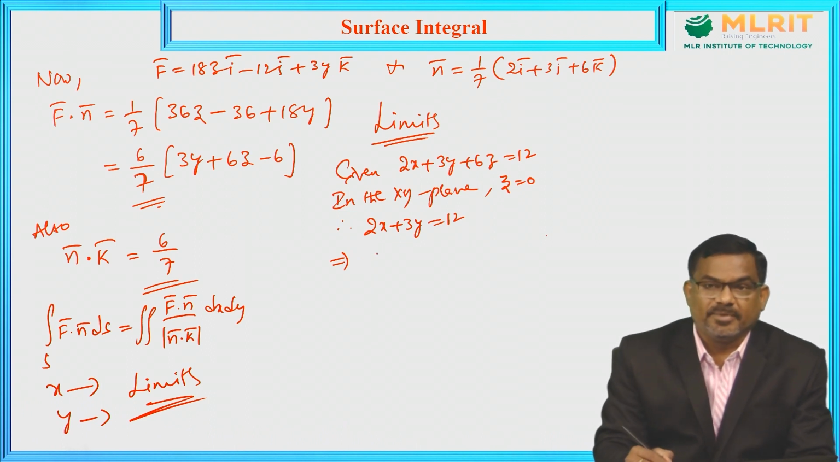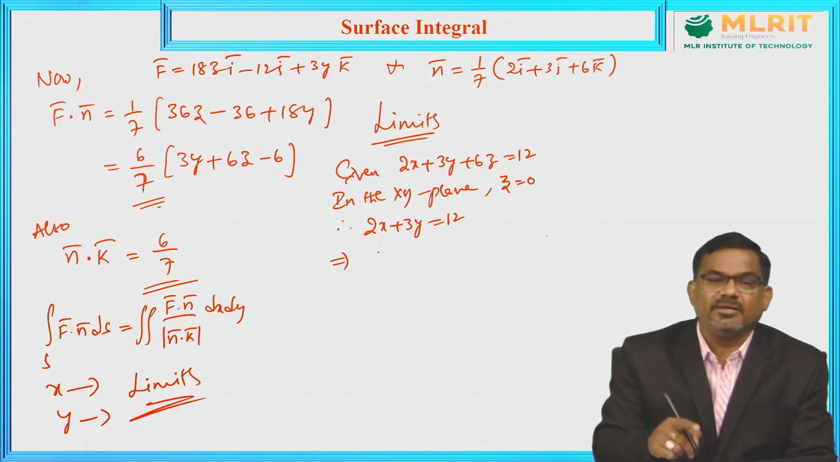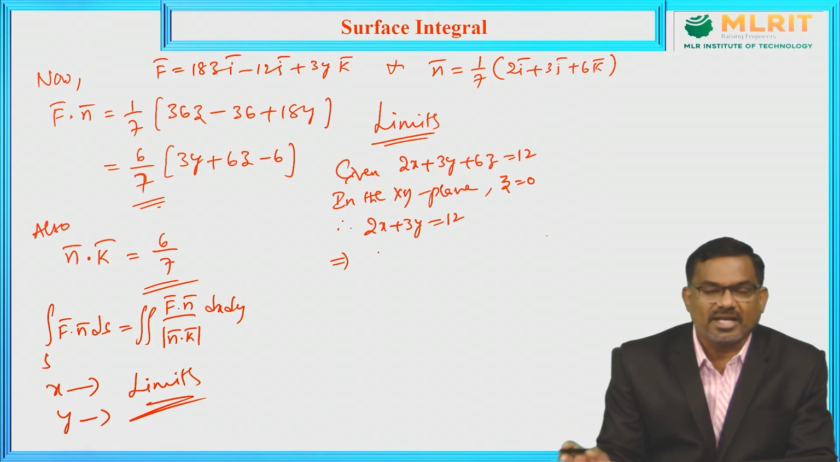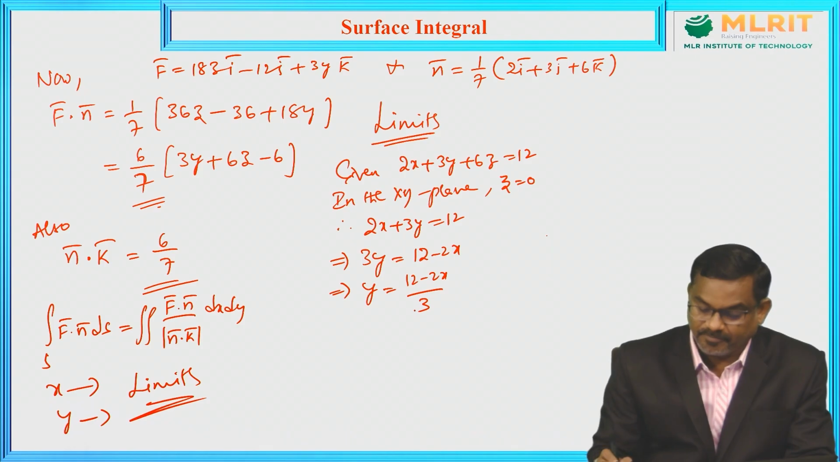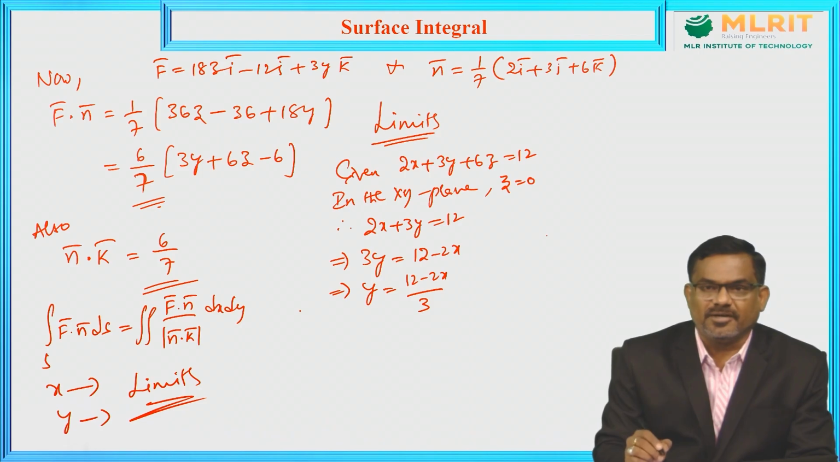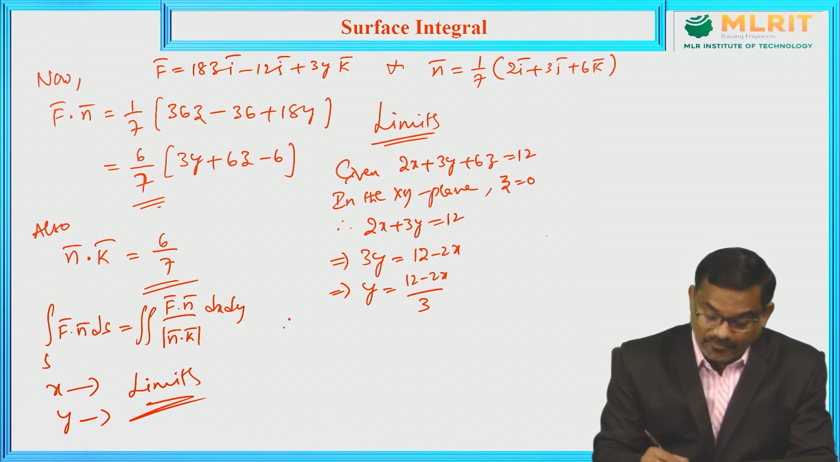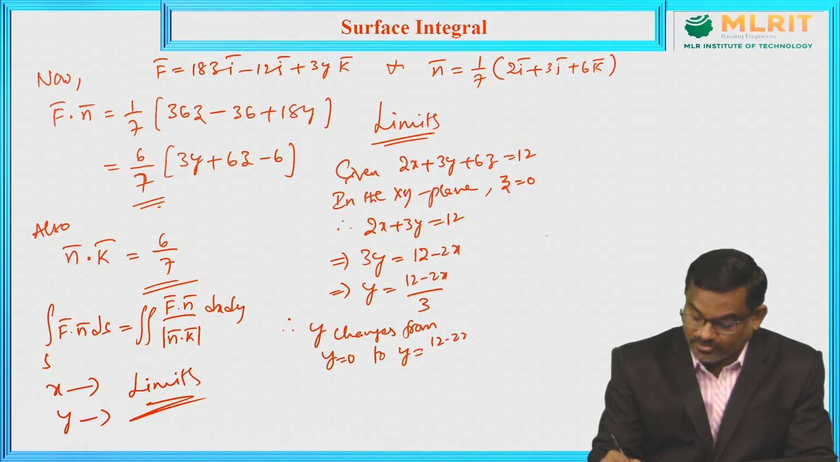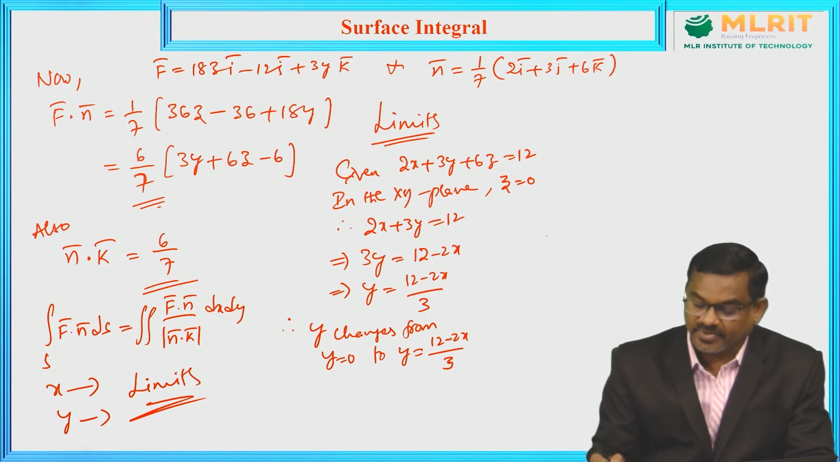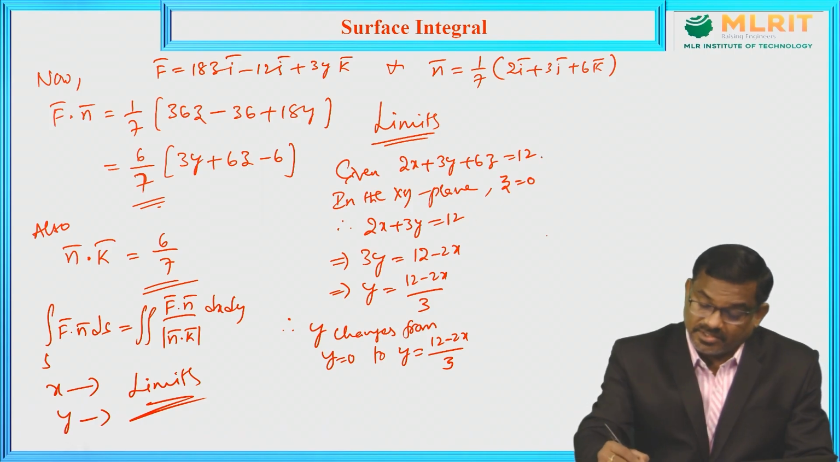Now to find the limits, there are two ways. Either we can find y limits in terms of x and x as constants, or x limits in terms of y and y as constants. So let us find the y limits. y equals 12 minus 2x by 3. Since it is clearly mentioned that the given surface is in the first octant, y varies from y equal to 0 to y equal to 12 minus 2x by 3. So this is equation 1.